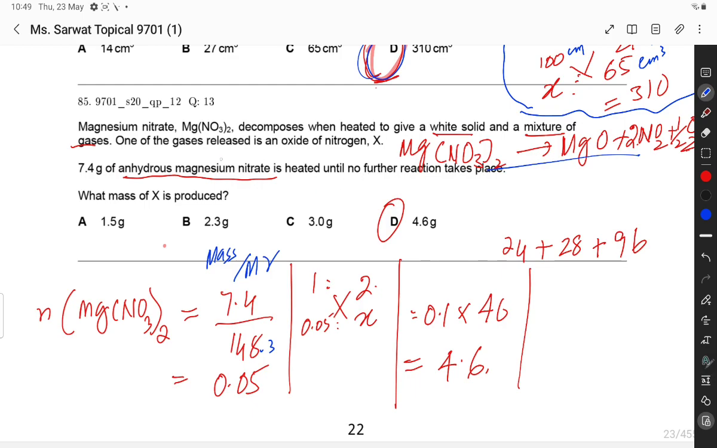Oxide of nitrogen X. What mass of X is produced? We know that by using mole ratio, 2 moles of magnesium nitrate gives 4 moles of nitrogen dioxide. So this is equal to 0.1. So mass is equal to mole into Mr. Mr of nitrogen dioxide is 46, mole is 0.1. The mass is 4.6. So D option is the correct option.